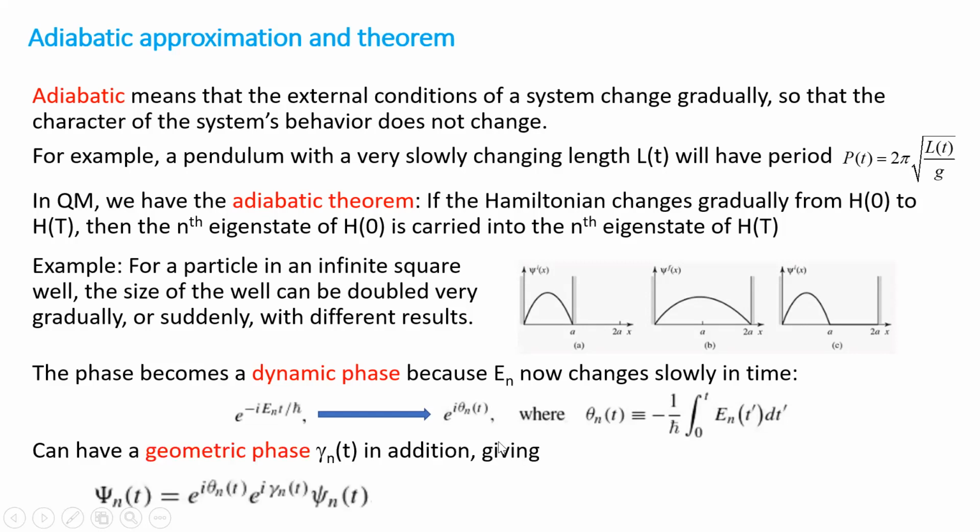Okay, we can have a geometric phase in addition, which is a phase which comes about because of a change in the geometry of the system. That can happen. We won't go into that in too much detail here, but that happens in certain systems. So the general statement of the adiabatic theorem is that psi n of t is the dynamic phase times the geometric phase, if it exists, times the wave function.